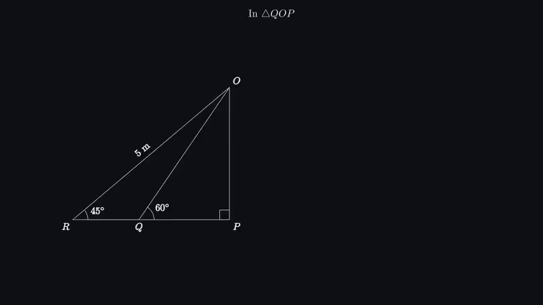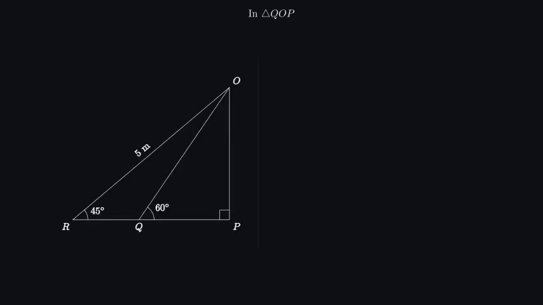Now move to triangle QOP. The angle at Q is 60 degrees. The side opposite 60 degrees is OP, and the adjacent side is QP. So we use tangent, because tangent is opposite over adjacent. Substitute OP equals 5 root 2 over 2 into the tangent ratio. The exact value of tan 60 degrees is the square root of 3.